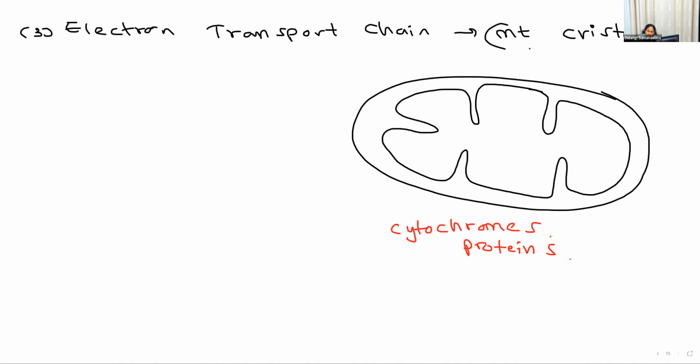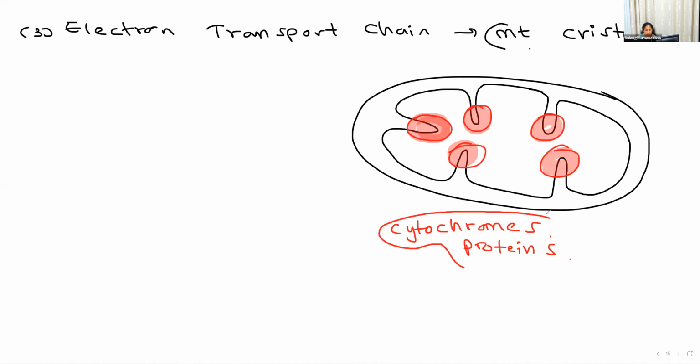So I'm going to highlight the cytochromes. Can you draw cytochromes like this? This is just a representation. Just draw it like that. The red dots are the cytochromes. So this is the cytochrome. This is another cytochrome. This is another. This is another. So one of the main proteins inside the mitochondria are the cytochromes. You have to include cytochromes when you're explaining the electron transport chain.